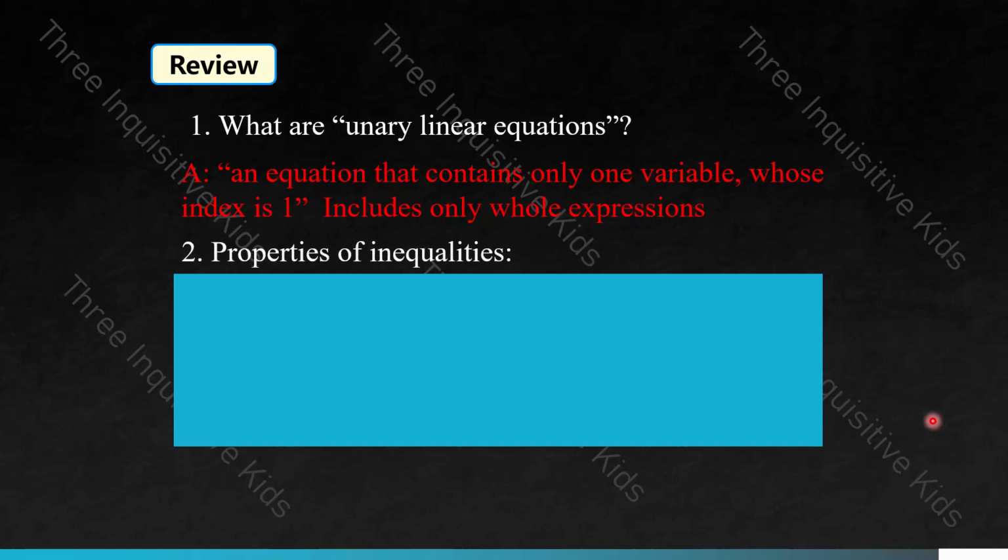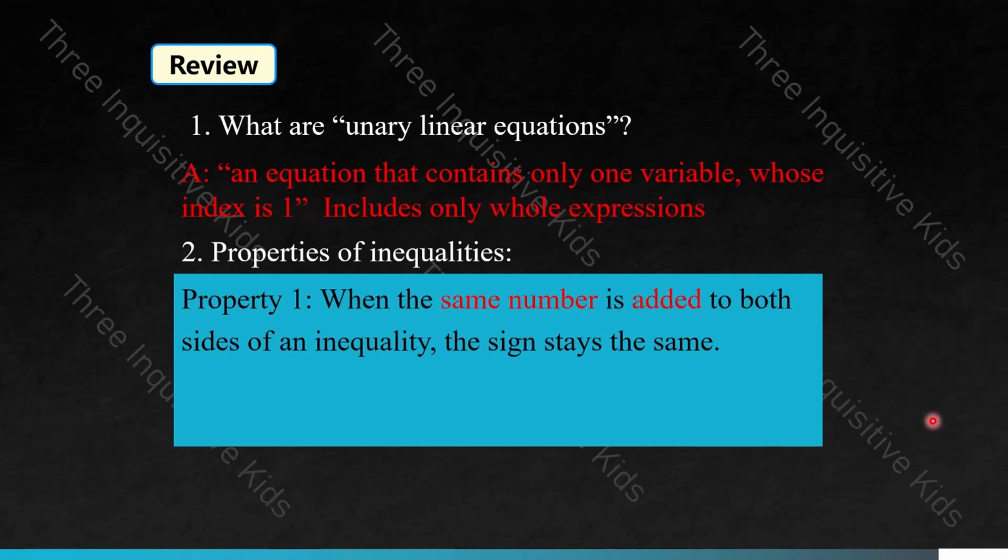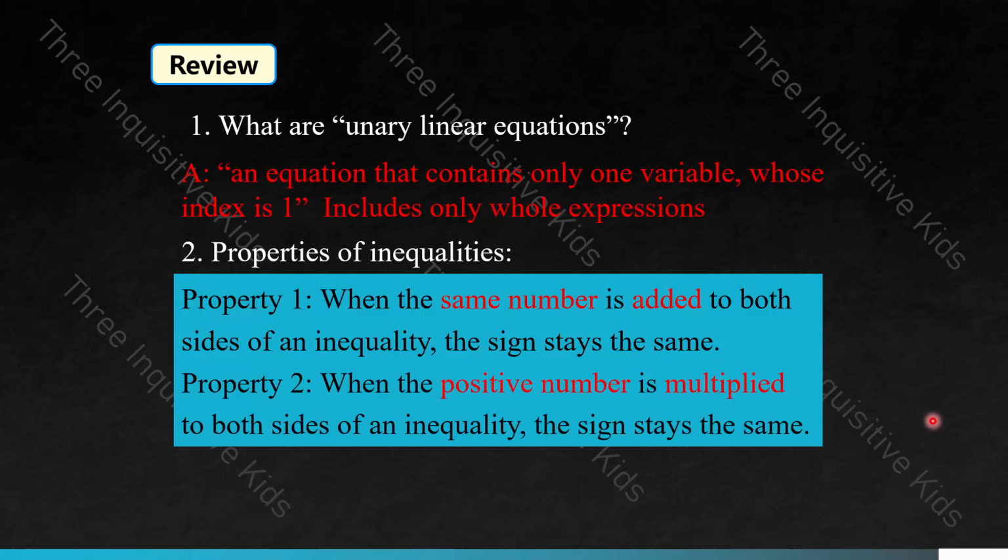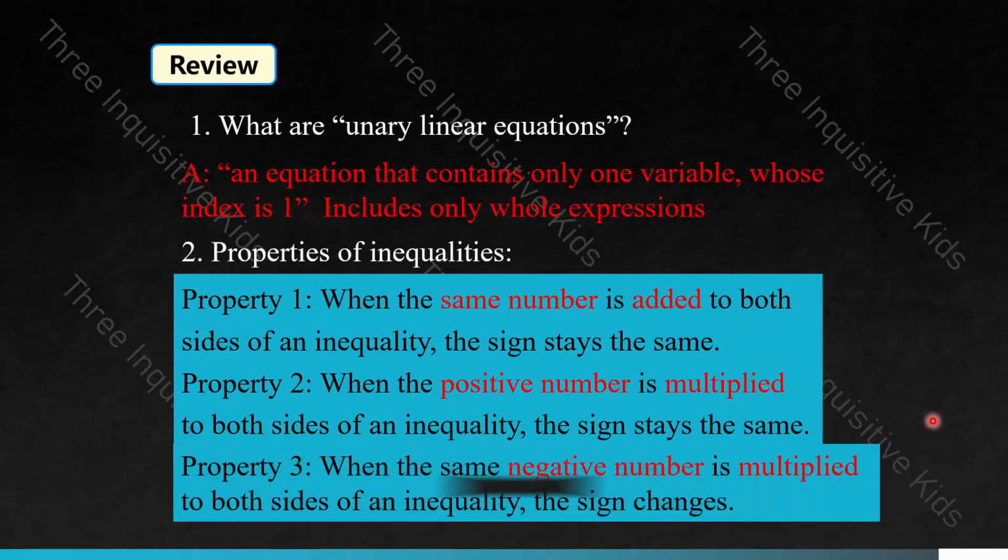And what are some properties of inequalities? Well, some properties of inequalities that we've learned are that when you add the same number to both sides of an inequality, the sign stays the same. When a positive number is multiplied to both sides of an inequality, the sign stays the same. And when the same negative number is multiplied to both sides of an inequality, the sign must change.